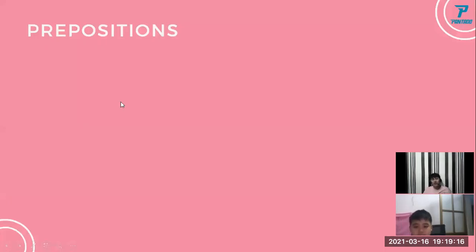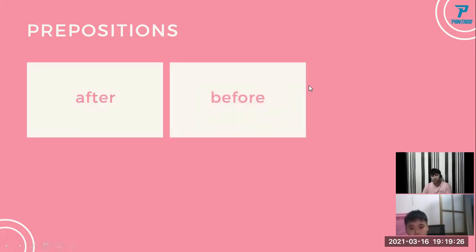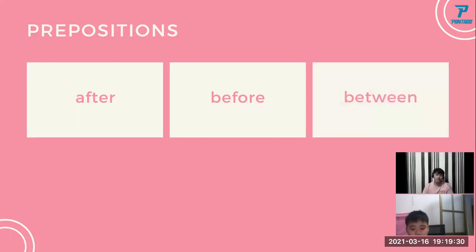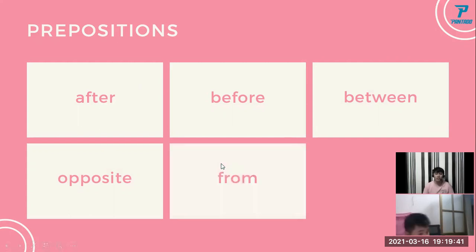Okay, Tree, let's try to learn some prepositions. I know you know this one. Let's have a quick review. Can you read it? Before. After, before. Between. Opposite. Opposite. Can you say again? All right. From. Right. Okay, good.